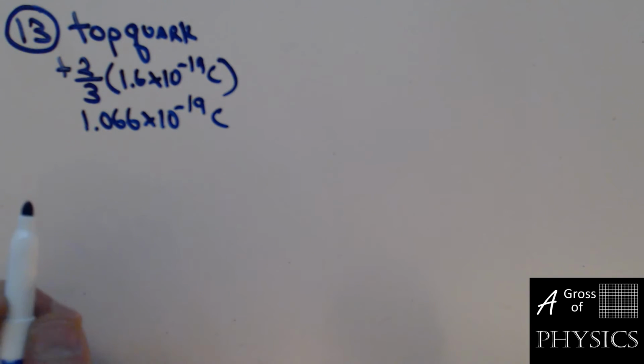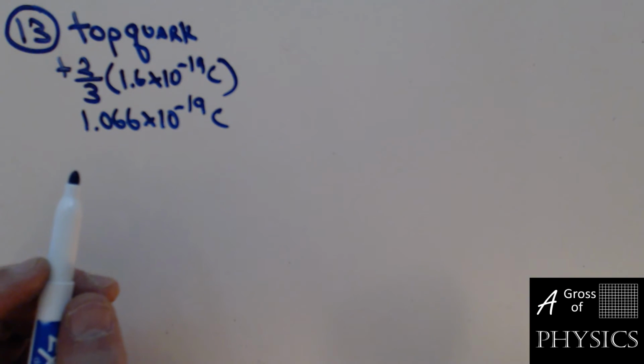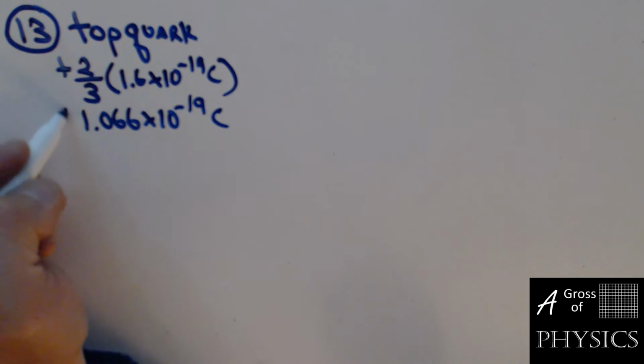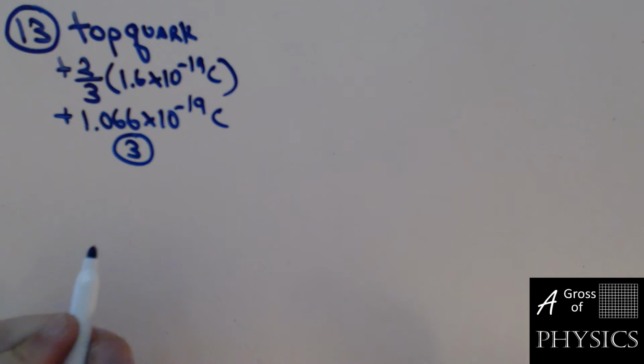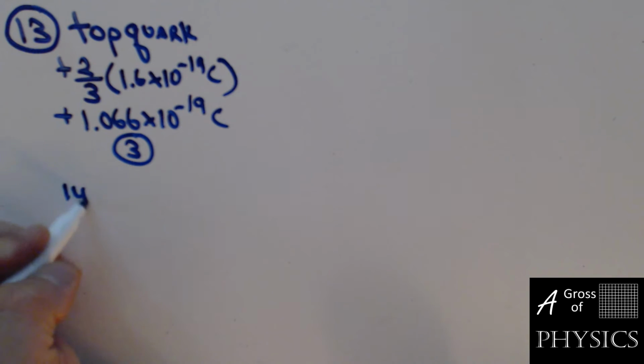Now, since we have two options, the negative and the positive, we have to choose the positive, which is choice 3. All right, on to 14.